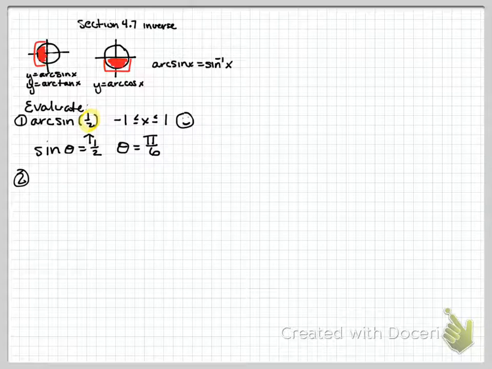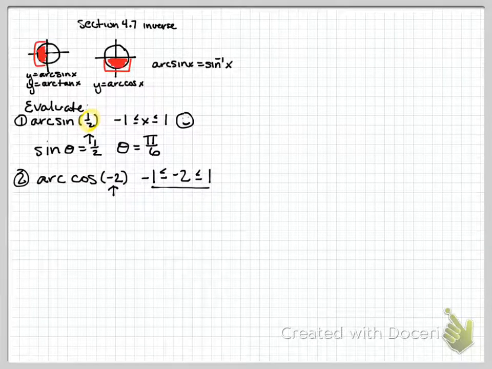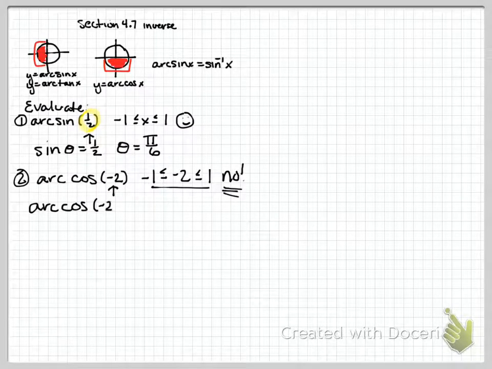We can't go into different parts of our circle. So let's look at arc cosine of -2. Again, the same thing. This is our x right here. And is -1 less than or equal to -2, which is less than or equal to 1? Is this true? No, it is not. So this can't happen. So because this can't happen, we say that arc cosine of -2 does not exist. Okay, so those are the first two examples.